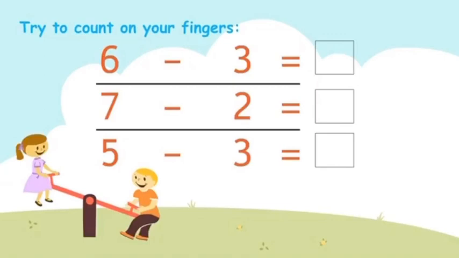Now let's practice more equations. If we take the first one, 6 take away 3, find out what equals. Show up 6 fingers, then hide 3 fingers. Count the leftover. Good job. 1, 2, 3. 3 fingers are left over.